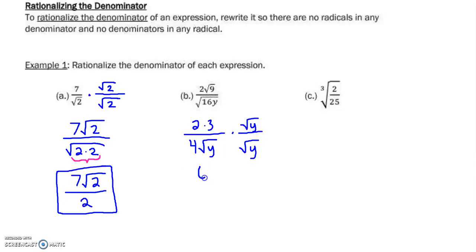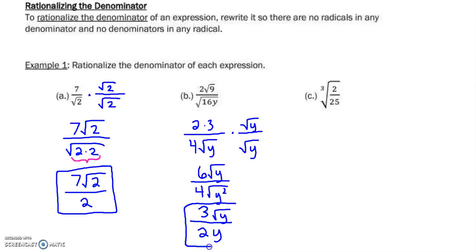Simplifying this gives me 6 square root of y, and in the denominator, I've got 4 square roots of y squared. Now, I still have the square root of y in the numerator. The square root of y squared in the denominator is going to be a y. And now I focus on the numbers. I can take 2 out of both of those. And so this simplifies to 3 square root of y over 2y. I no longer have any radicals in the denominator and no denominators in a radical.